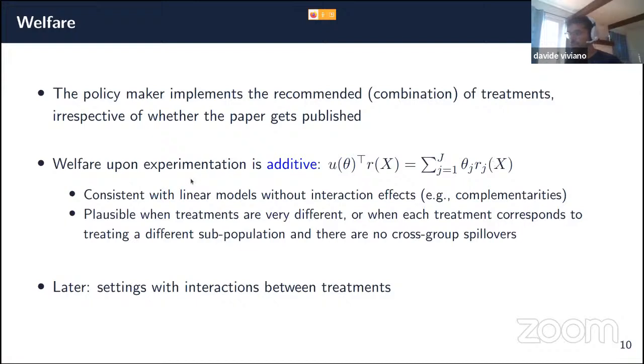So this is consistent with the linear model that I just described in the previous example, where there are no interaction effects between different policies. That is, there are no complementarities between policies. And this is plausible also when treatments are very different, or when each treatment corresponds to treating different subpopulations, for instance, people of different age, and there are no cross-group spillovers between different populations. Now, later, I'm going to discuss settings where there are interactions between policies. That is where you can also think about complementarities, and this will change a little bit the results.